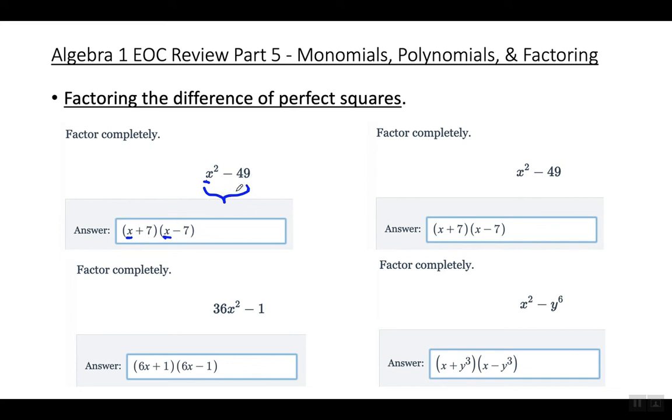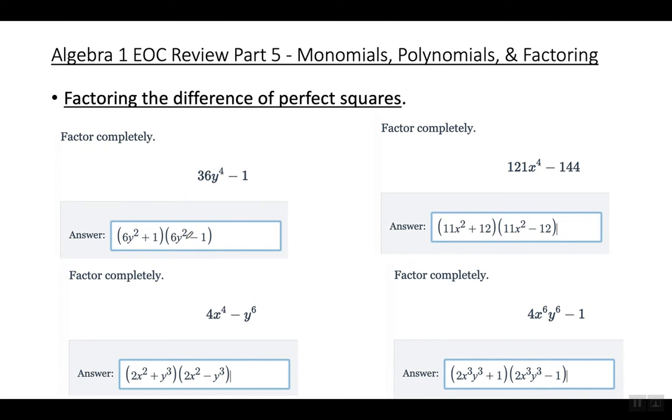It's not that difficult. Ok, así que si no lo están entendiendo muy bien, aquí tengo la diferencia de cuadrados, perfecto. Ok, así que pongo dos paréntesis, uno lo pongo sumar y el otro restar, y pongo la raíz cuadrada de x a la 2 al frente, que sería x, y la raíz cuadrada de 49, que es 7, en la parte de atrás, y ya. Alright.